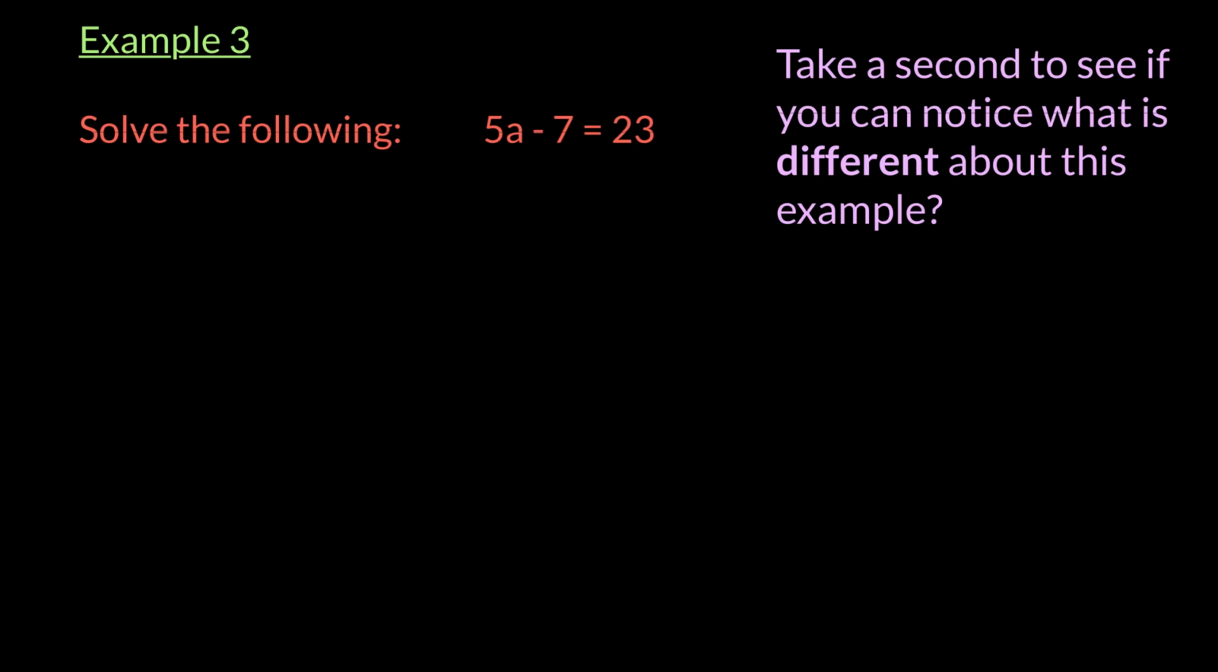It doesn't matter what letter it is. It could be x, it could be any letter, and we're going to solve it in the same way. If we want to undo the takeaway 7, if I want to get rid of takeaway 7, I have to add 7 to both sides. So we're thinking about doing the opposite. That leaves us with 5a on the left-hand side equal to 30 on the right-hand side. That comes from doing 23 plus 7. Important that you don't do 23 minus 7.